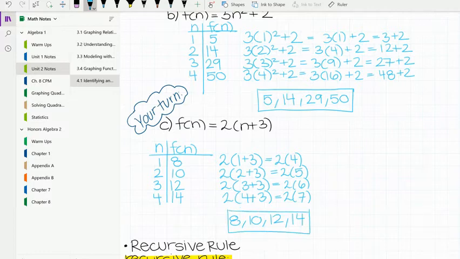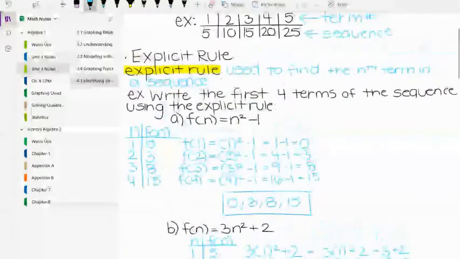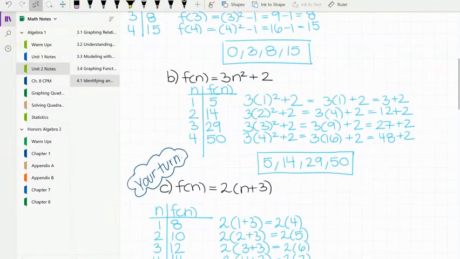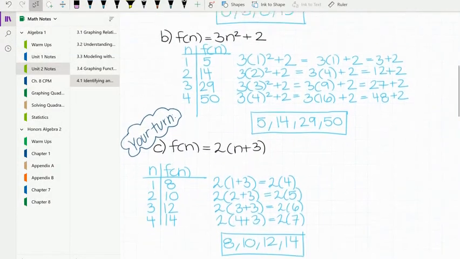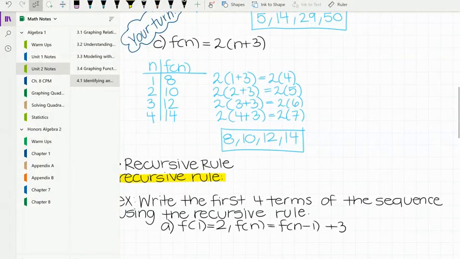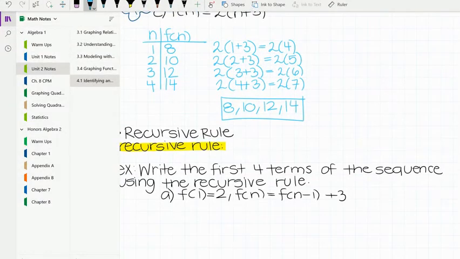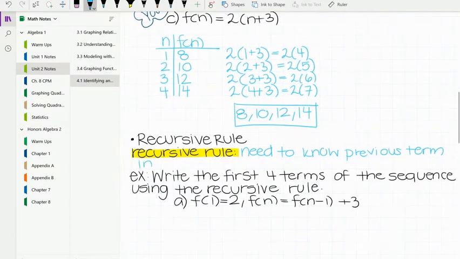Okay. So these last 3 examples were all using the explicit rule, which allows you to find any nth term. Now the recursive rule, you have to know the previous term in order to find the nth term.